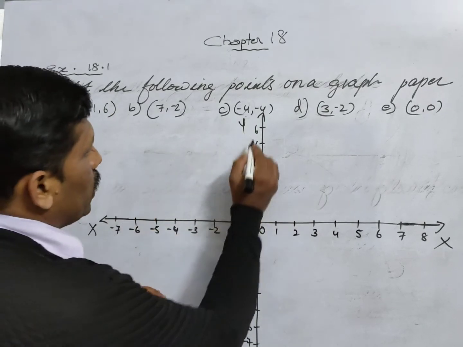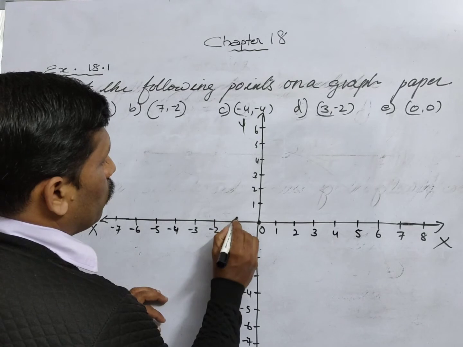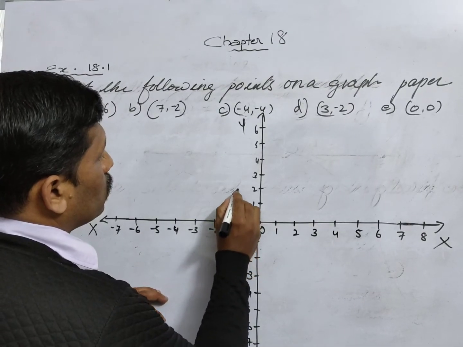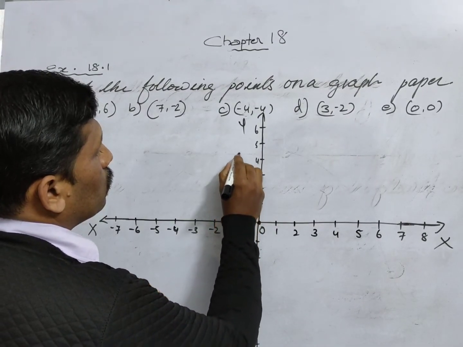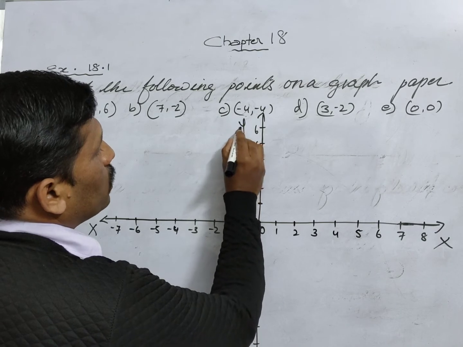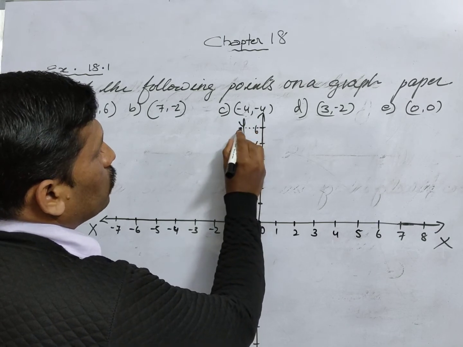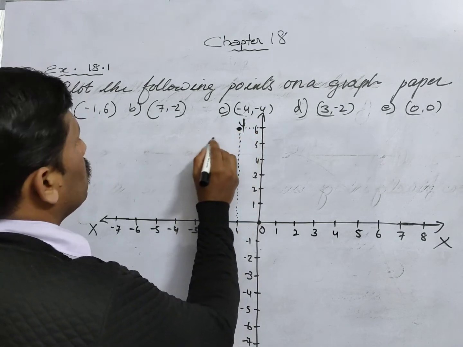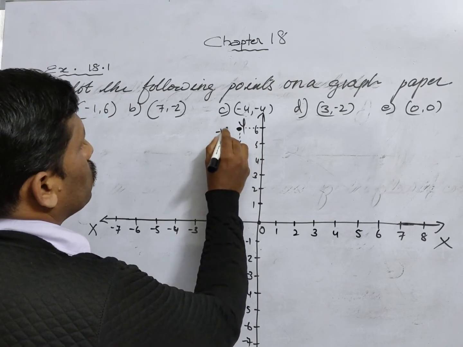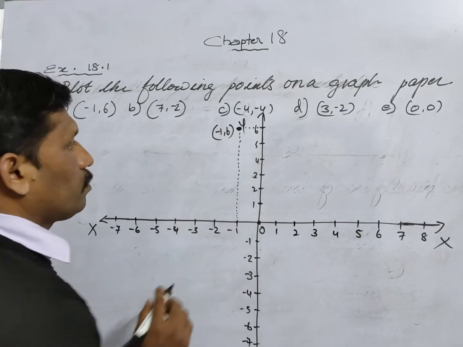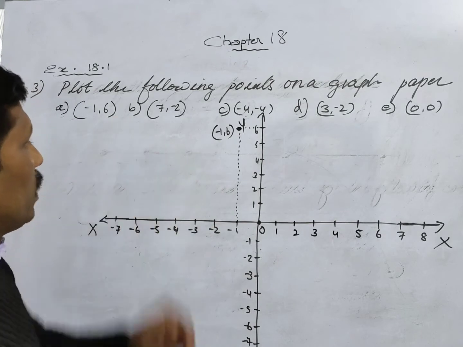You can draw a dotted line if you want. We are locating -1, and from 6 we draw a line like this. So this point is (-1, 6). Here we write that coordinate. So in this way, we have located the first point.